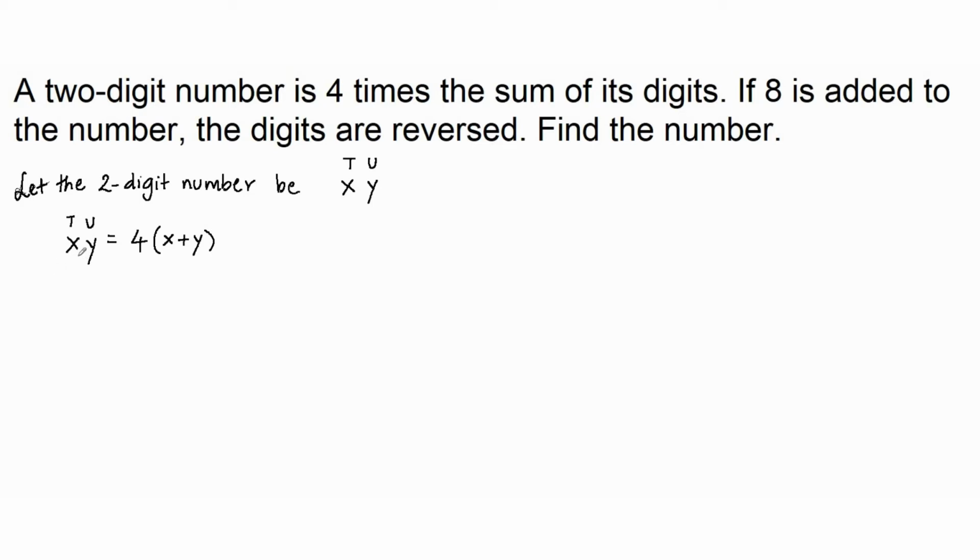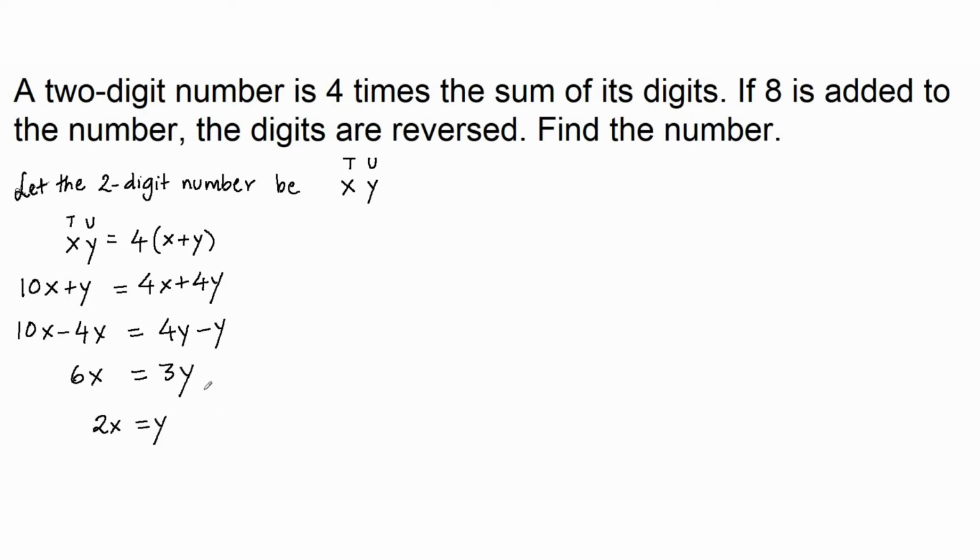So let's write the equation now. I know that when I write the two-digit number as xy, its actual value is 10x plus y, which is equal to 4x plus 4y. That means 10x minus 4x is equal to 4y minus y, which means 6x is equal to 3y, and therefore I can say that 2x is equal to y. So the first equation that I have is y equals 2x.